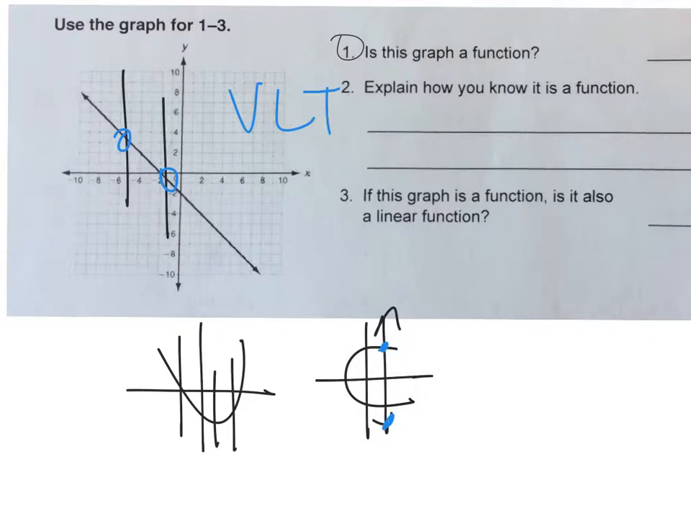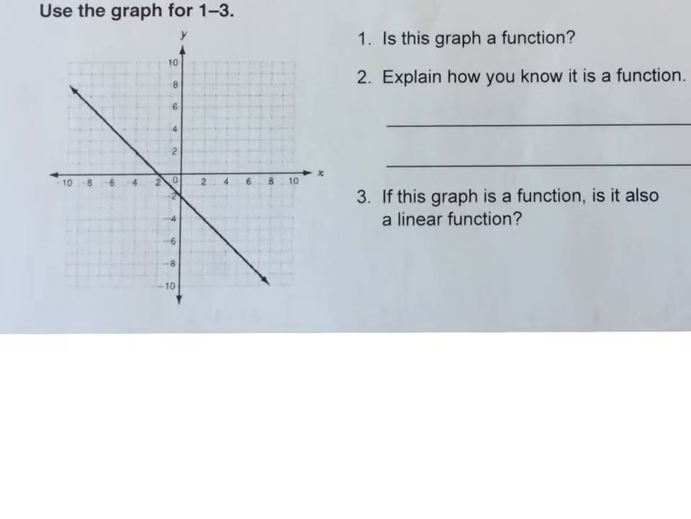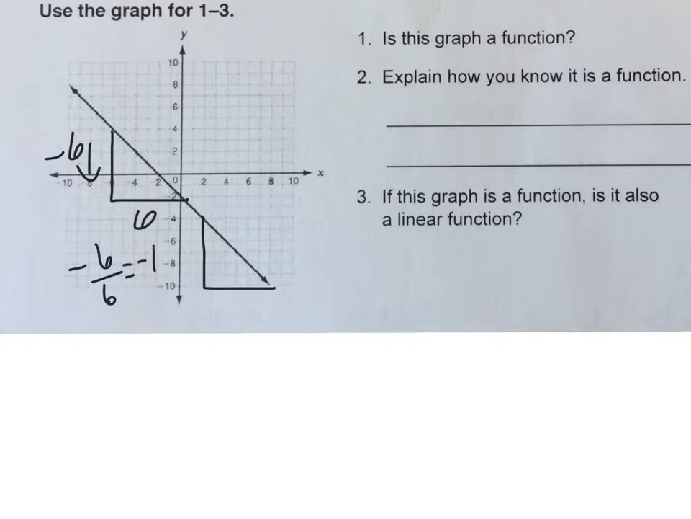If this graph is a function, is it also a linear function? And the answer is yes, because we can clearly see that it creates a straight line. Now, what does that mean in the scheme of things? It means that if we can show that the slope is the same at various points, like if I were to do this slope right here, and then do another slope, and then look at the ratios of rise over run. So I went from 4 to -2, that's a drop of 6. And then I went from -6 to 0, that's a run of +6. So -6 over 6 is a slope of -1.